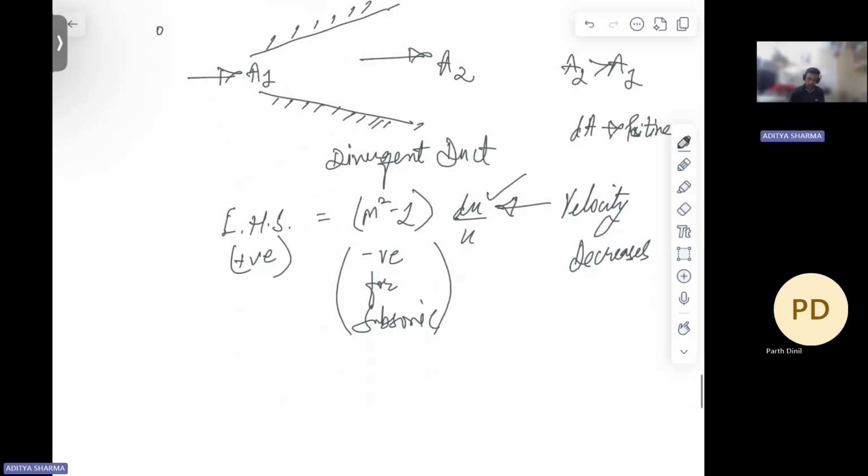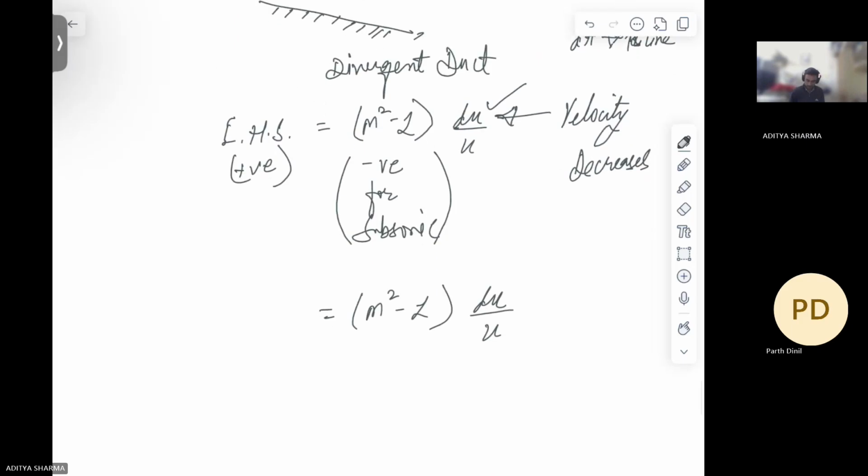Now again, dA is positive for supersonic flow. If your Mach number is greater than 1, M square minus 1 will be positive. Now your change in velocity will be positive, right?